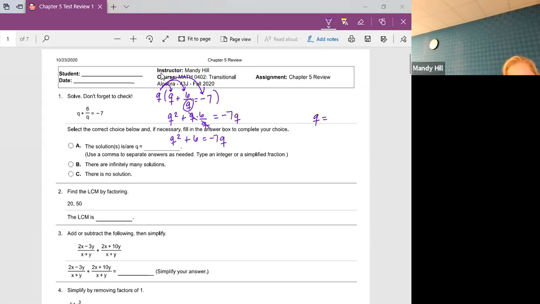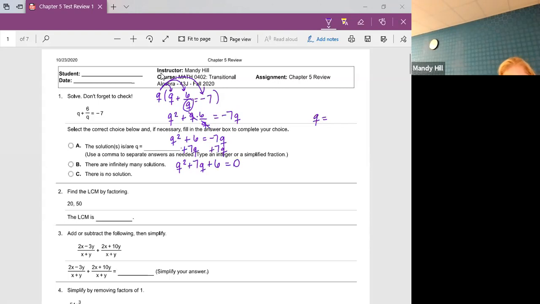You should be recognizing that this is quadratic because it has a Q squared in it, and to solve these, you need them equal to 0. So we need to add 7Q to both sides of the equal sign so that we can get this whole thing equal to 0. So that's going to be Q squared plus 7Q plus 6 is equal to 0.